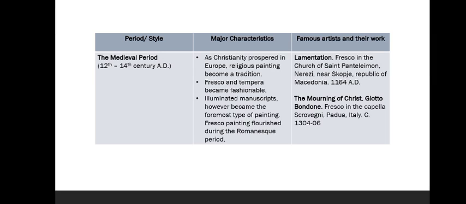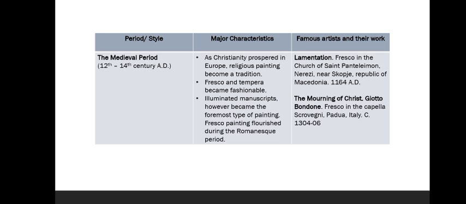Next is the medieval period. This took place during the 12th to 14th century AD. The major characteristics of this period are: as Christianity prospered in Europe, religious painting became a tradition. This is normally done on wooden panels. Frescoes and tempera became fashionable, and illuminated manuscripts, however, became the foremost type of painting.